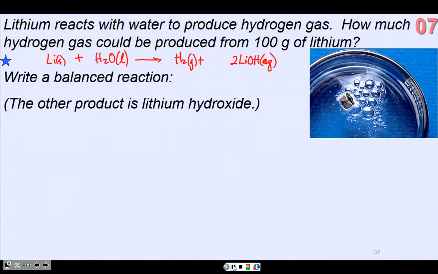And in order to get this balanced, I just put the numbers in for you. The 2 goes in front of lithium hydroxide. And a 2 in front of the lithium in the front. Now we have a balanced equation. Given that balanced equation, we can begin to make the calculation.